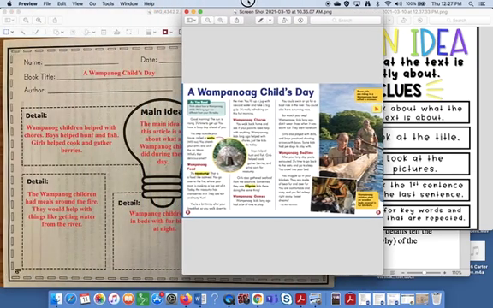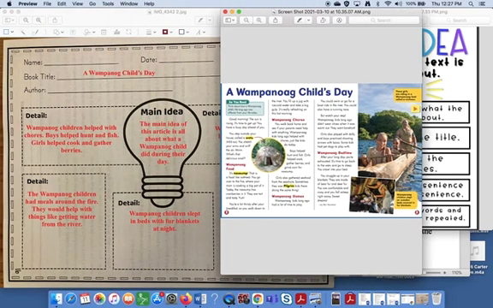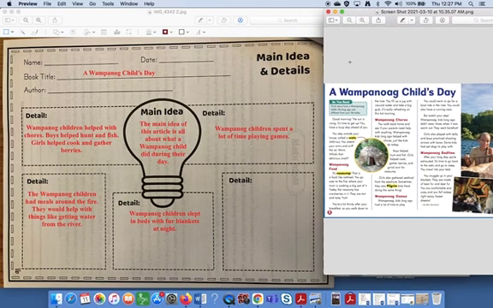Then the last section said Wampanoag bedtime. I was looking through all these different words, and there's a lot about blankets and bear fur, and this picture shows them going to bed. So I wrote that Wampanoag children slept in beds with fur blankets at night, because the picture supports that, and so does the information there. All of these different details really support the main idea of a Wampanoag child's day, or the gist of it.